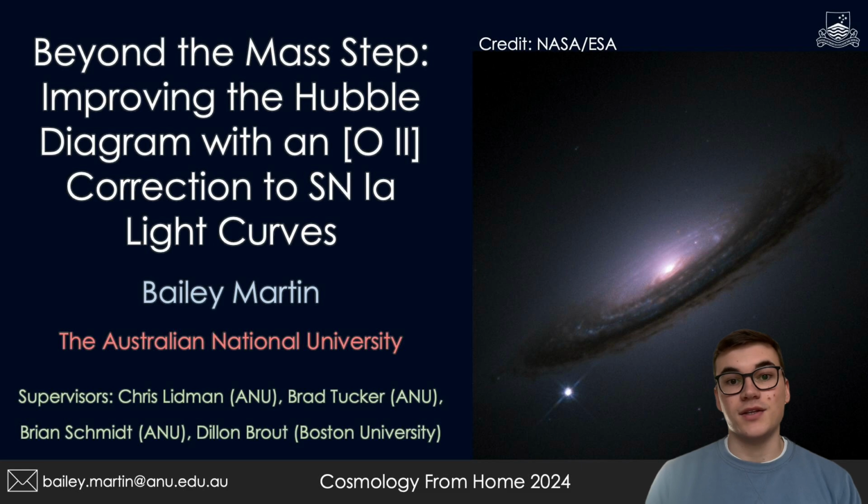First of all, I'd like to thank the organisers of Cosmology from Home for giving me the opportunity to present my research, looking into the impact of host galaxies on Type Ia supernova distance measurements. Today I'll go through all the results of my recently submitted paper, in which we find that a correction for a host galaxy's oxygen 2 equivalent width may be more effective than the widely accepted mass step.